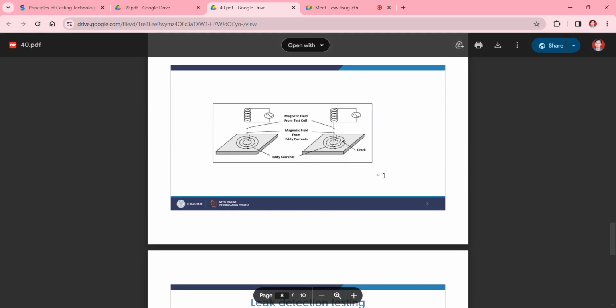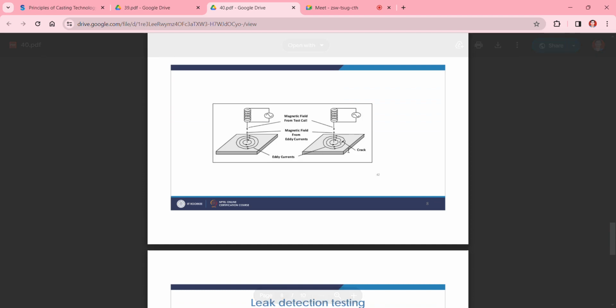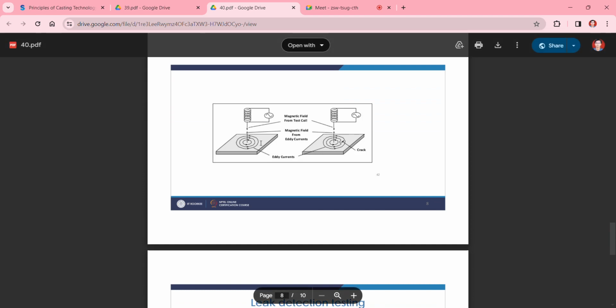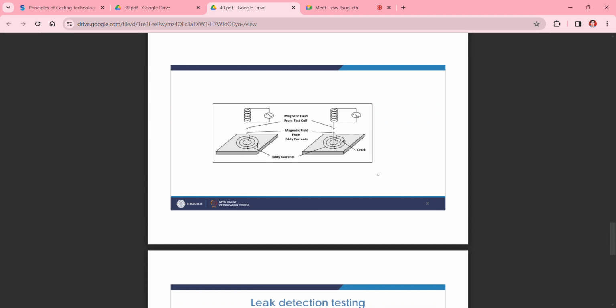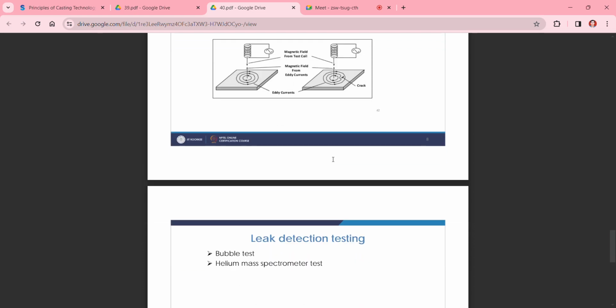As you can see, this is a sound casting, so the magnetic fields are going in concentric circles only. If there is any crack inside the casting, these concentric circle paths are going to get changed. Due to that change in path, you can detect the crack's position inside your castings.